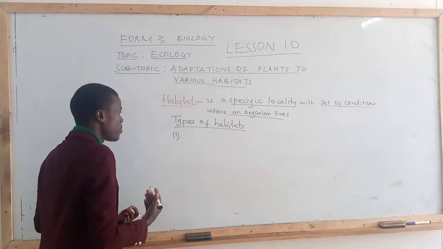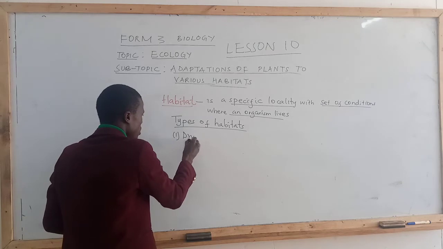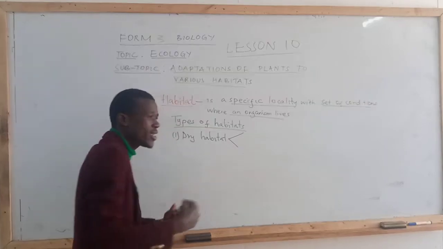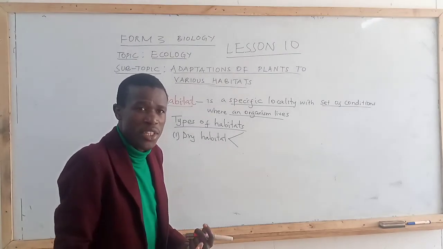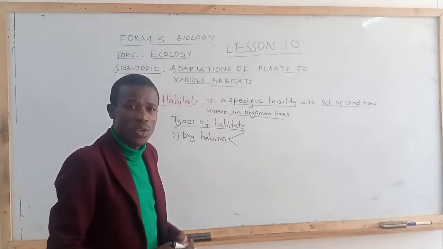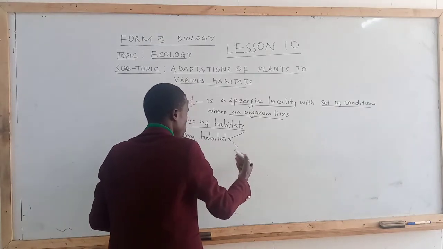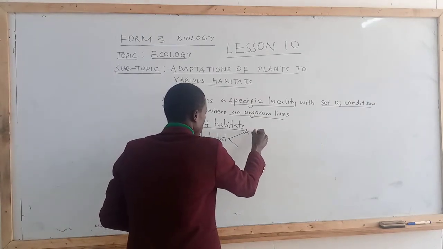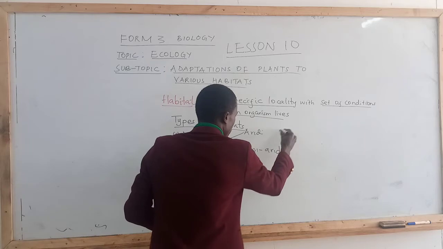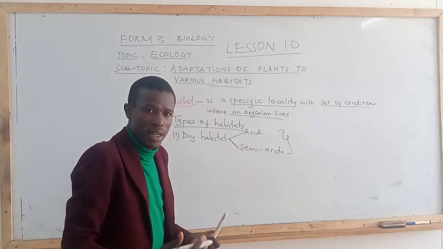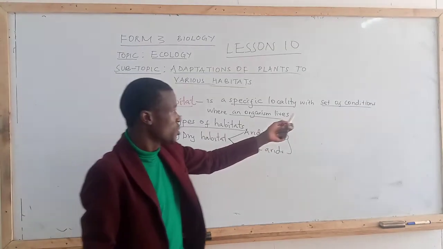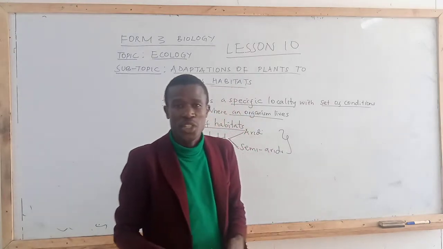One of the common types of habitat we have is dry habitat, which is characterized by high temperatures and low amount of rainfall, limited amount of rainfall. We have two examples: arid areas and semi-arid areas. Plants such as euphorbia and cactus can survive in this habitat with the set conditions such as high temperatures, limited amount of rainfall, and others.